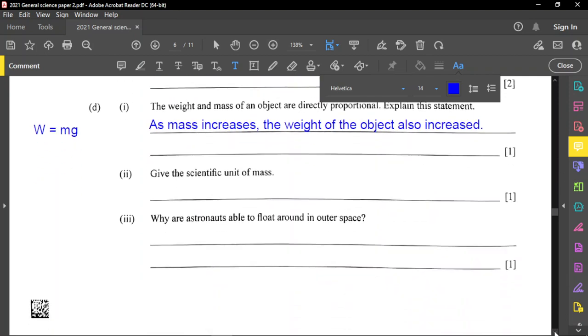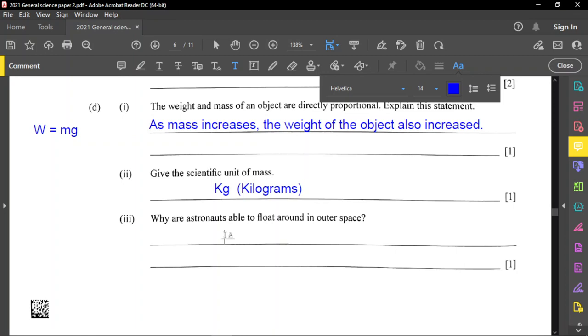Next, give the scientific unit for mass. The unit for mass is kg, which is kilograms. So let's put kilograms. The question says give the unit, and the unit is kg, which is a symbol. I never say name the unit, but I'm going to name it for you: it's called kilograms. But once they ask for the unit, you give the symbol of the unit.